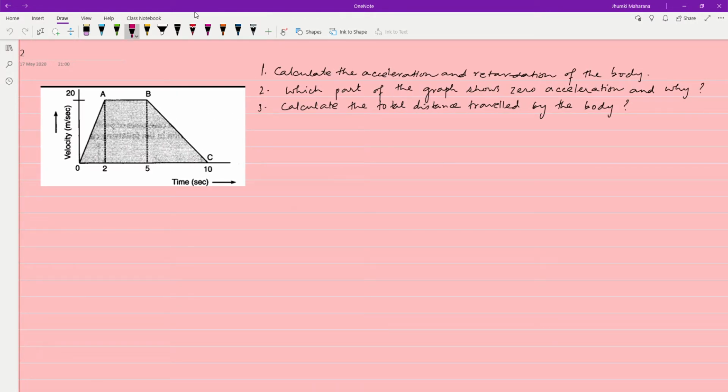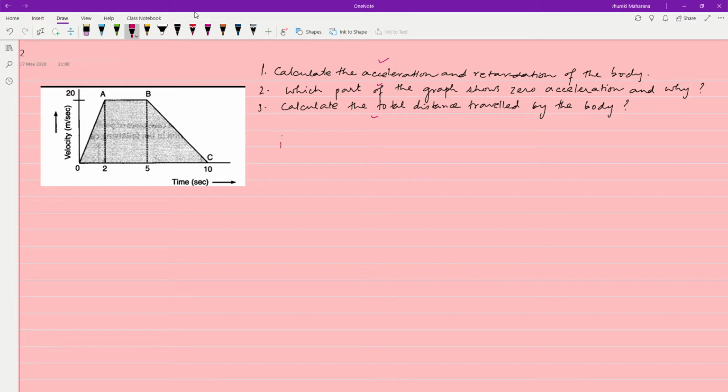Now please see the graph. A velocity time graph has been given and we need to find out. Now these are the questions. What is the first question? Calculate the acceleration and retardation of the body. Which part of the graph shows zero acceleration and why? Calculate the total distance traveled by the body.